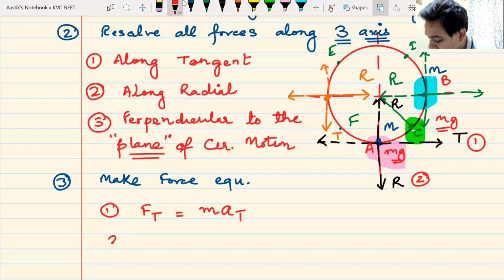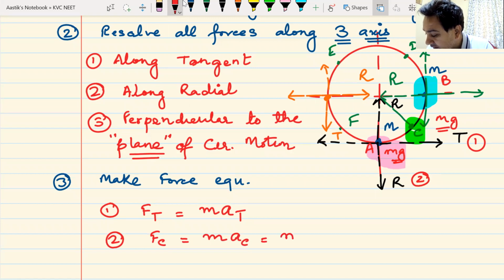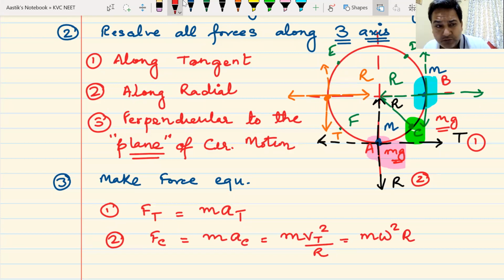What is the second direction? That second direction is the centripetal direction. Find out the net force in the centripetal direction. When I say centripetal direction, it should be towards the center. And the net force towards the center must be equal to m into Ac. We know what is Ac. Ac can be written as m into, not m, Vt square by r, or it can be written as m omega square r. Do we all understand this? Yes or no? We all understand point number 1 and 2?